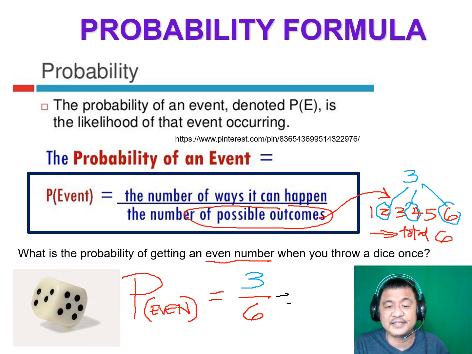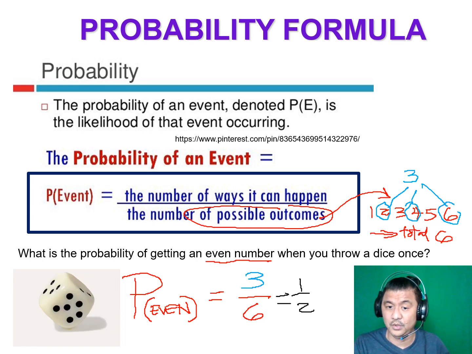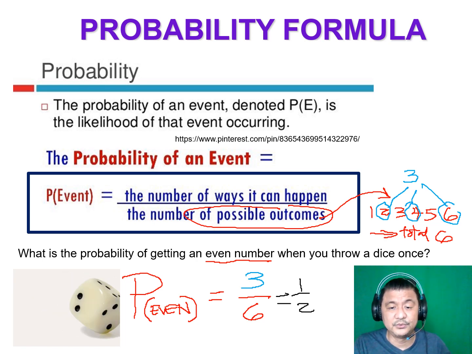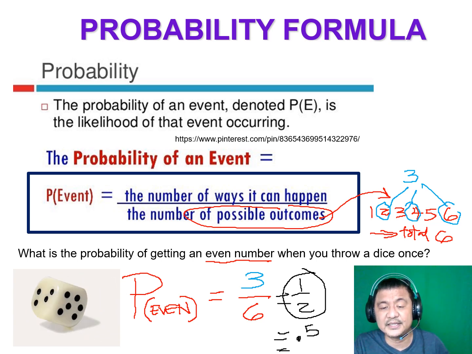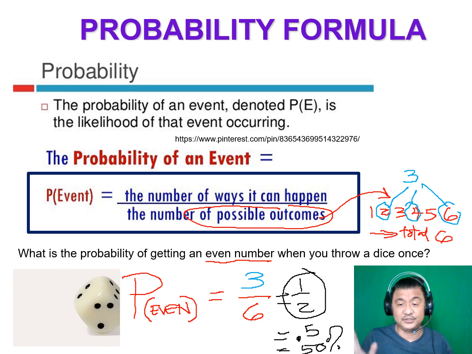You can simplify that as 1 half. Whoa, you know your ratio, okay? That could be written as 0.5. You could also write that as what? 50% chance, okay? So are you certain or uncertain?